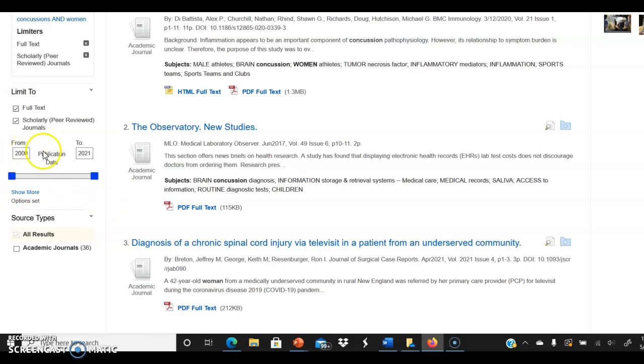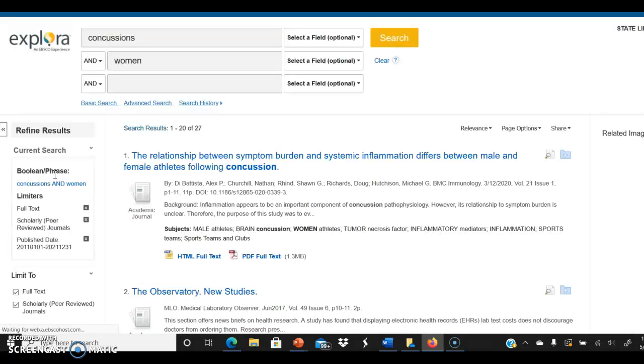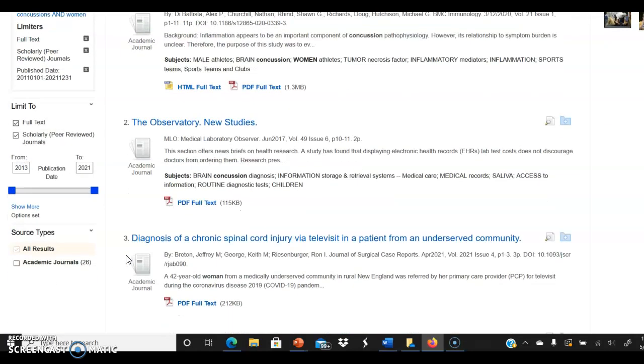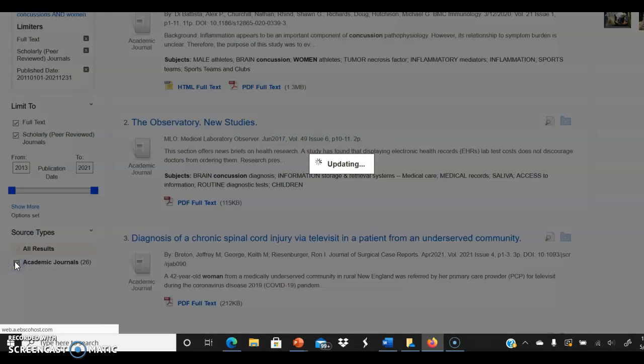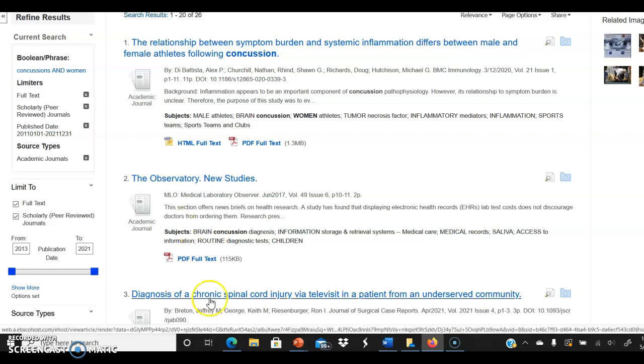Oh, perfect. So we have 2000 to 2021. So it only shows us articles that have been published in the last 21 years. But I would actually want it to be in the last 10 years to get the most current information. Perfect. Now we have 27. And lastly, I just want the academic journals. Academic journals have very strict policies on who can publish into their journals, and they are almost always peer-reviewed.